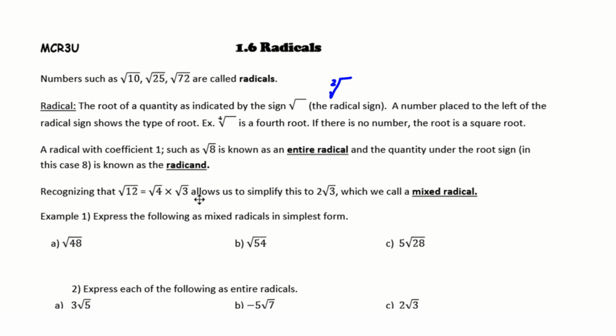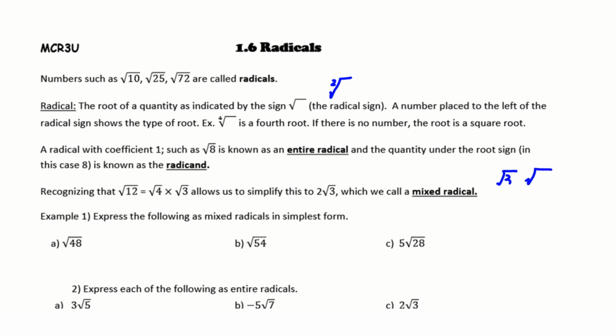If we simplify square root 12, we could write it as square root of 4 times 3. Square root 4 gives you 2. We call it a mixed radical. The reason we want to convert from entire radical to mixed radical is that when we're adding and subtracting, we could find the like terms. Like terms means the same radical sign and the same radicand.